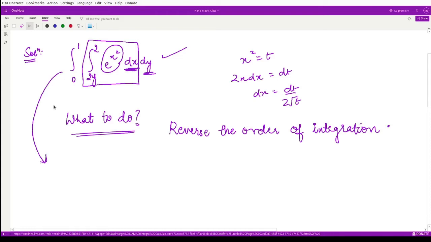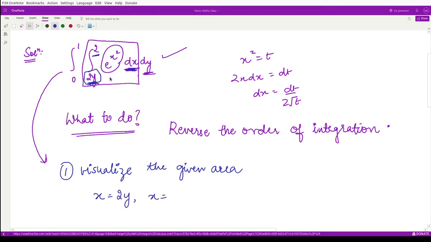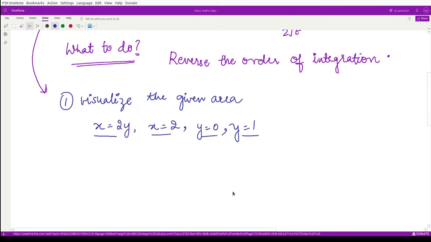So for that, what I can do, I can see what are the limits here. That means first of all, I have to visualize the given area. For doing that, let me list down these limits. These limits are for x, right? So I am writing x is equal to 2y here. This is the lower limit of x. The upper limit of x is equal to 2, right? And the lower limit for y is equal to 0, and the upper limit is equal to 1. So we have 4 straight lines that cover our area A, which bound the given area A.